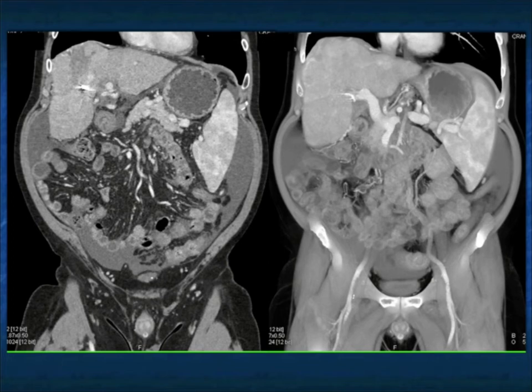Here's just a few more images showing you nodes in the porta hepatis, which is not uncommon, ascites, carcinomatosis, but the portal vein is patent. Since hepatomas occur commonly in patients with cirrhosis, one challenge is overcalling carcinomatosis. Patients with cirrhosis often have hypoproteinemia.